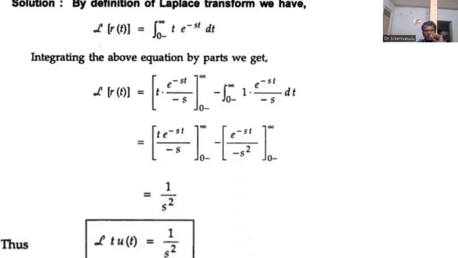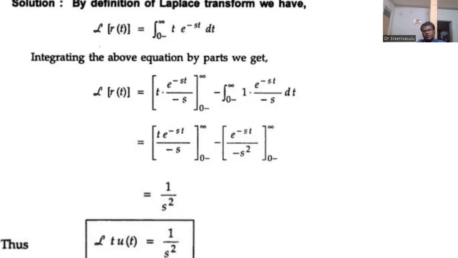So if you substitute these limits, we see here t upper limit is infinity into e power minus infinity into t by minus s, minus lower limit is 0. So that factor anyway there is a t is there. So that lower limit part is going to become 0. Coming for upper limit, this t is infinity. If you leave it as it is, it is not going to exist.